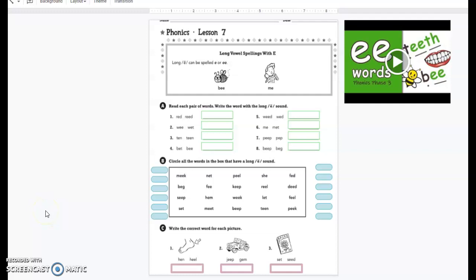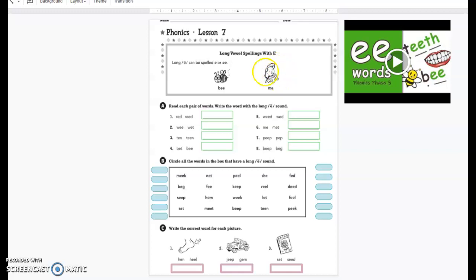Hi boys and girls, so today we're going to be talking about long E and how you can spell long E with either one E or two E's. So our example here is we have this little picture of a bumblebee and bee is spelled B-E-E, but it still makes the E sound.